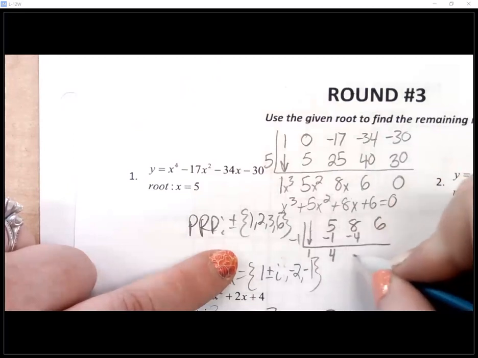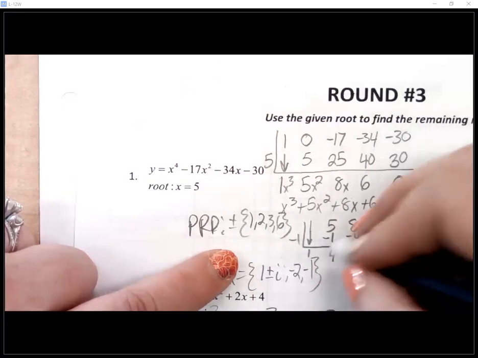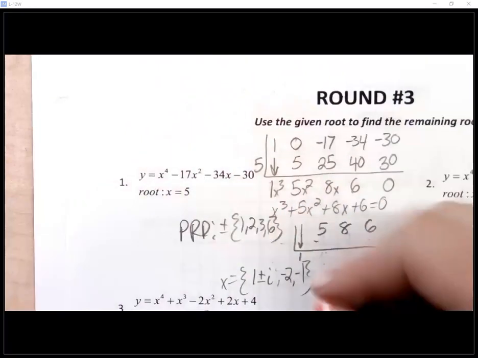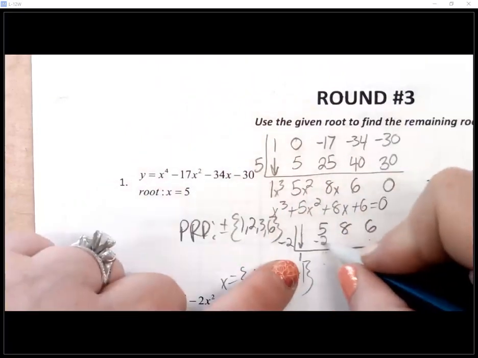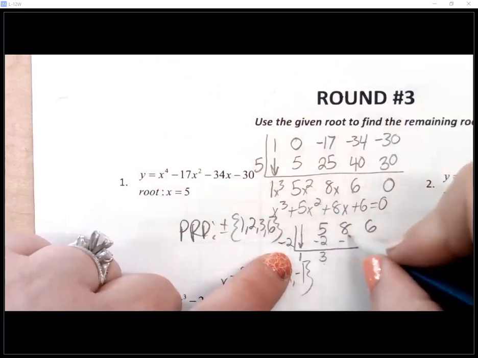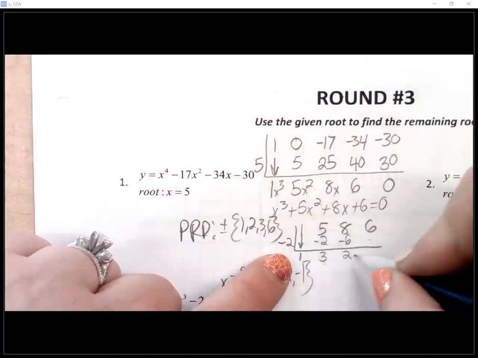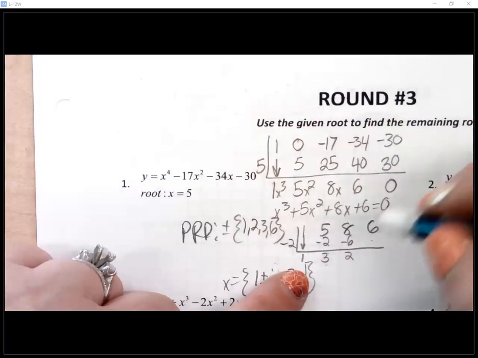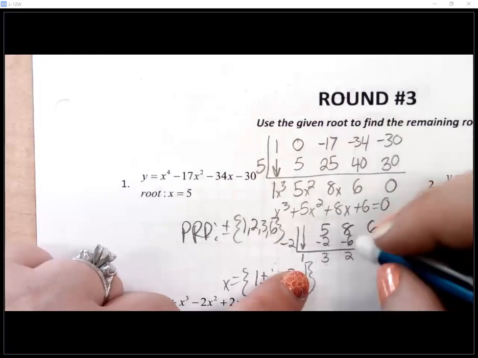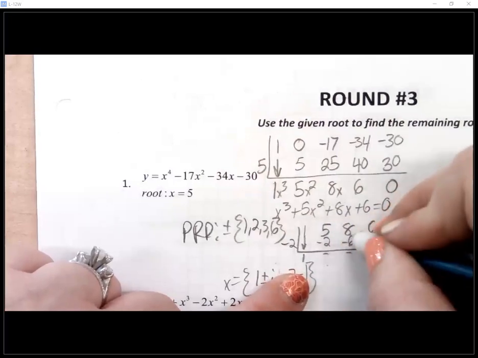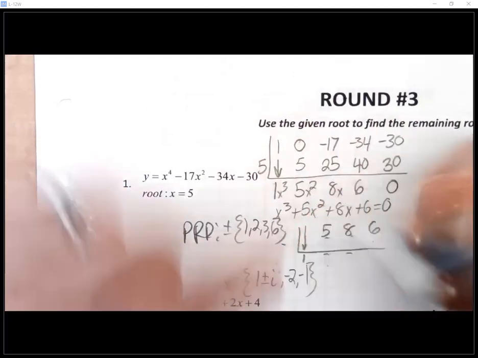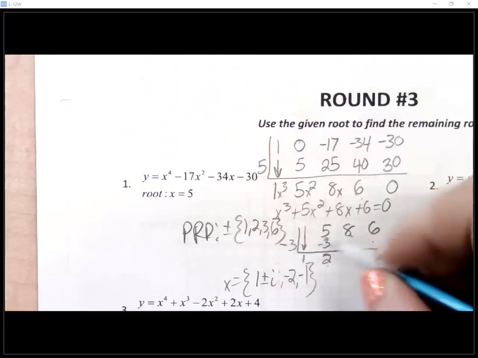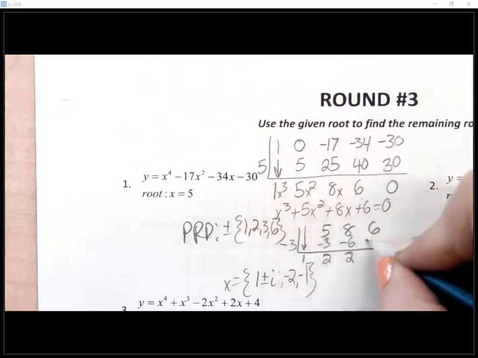-4, 4. Okay, this -1 did not work. So let's try -2. Oh, close, but nope. Unless, did I mess up? I don't think so. Nope, I didn't mess up and it didn't work. All right, -2 is out. Let's try -3. There we go. I've got it.